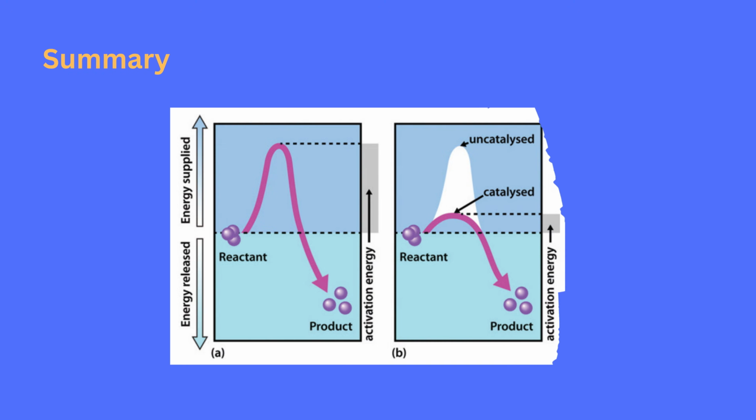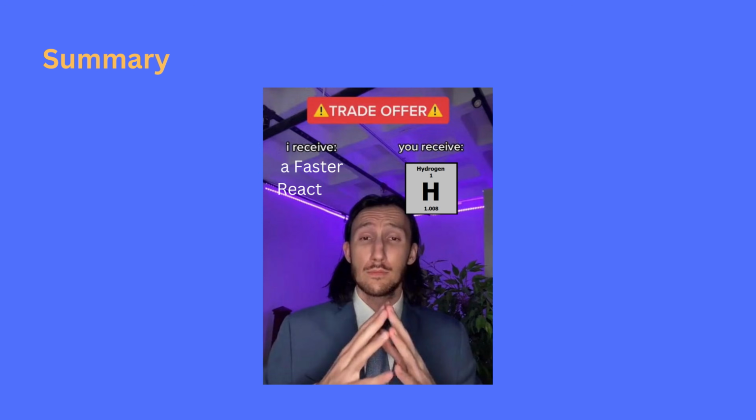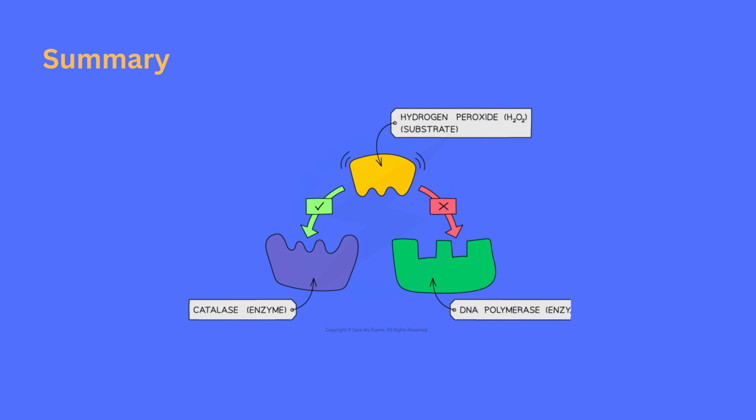To sum it all up, enzymes lower the activation energy of a reaction, thus speeding it up. Different enzymes have different ways of lowering the activation energy, and enzymes are very picky with which substrates they will bind to.